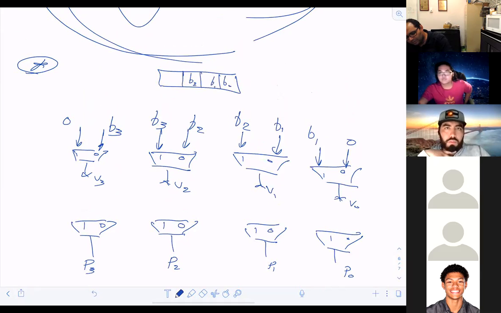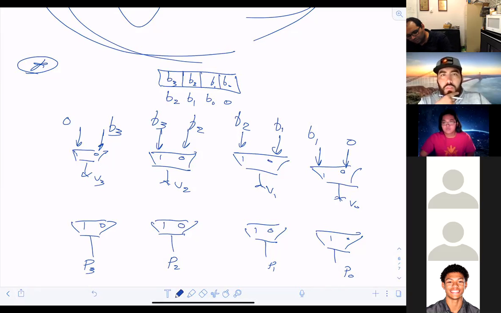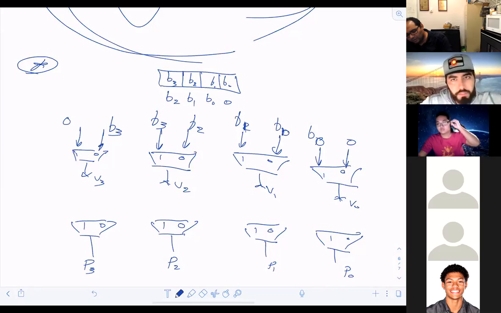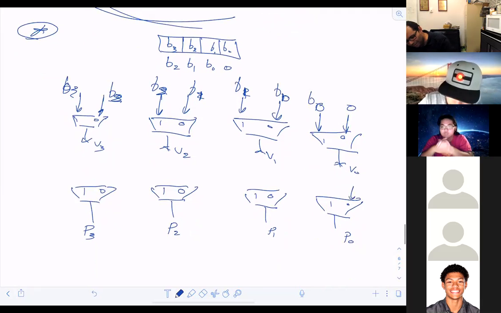B0, B1, B2, B3, right? When you push, it's going to be 0, B0, B1, B2, right? So 0, B0. 0, B0, 1. 0, 1. 1, 2, 2, 3. Okay, that makes sense. I see. That makes sense? Yes. Then it's going to be the same.